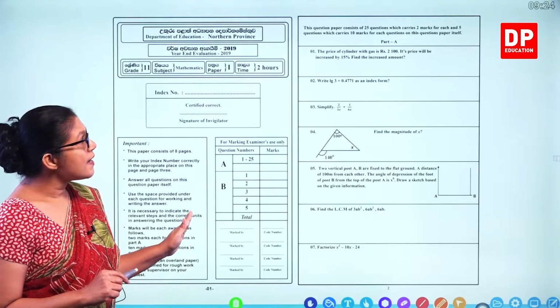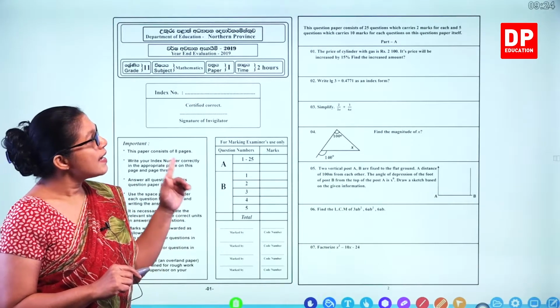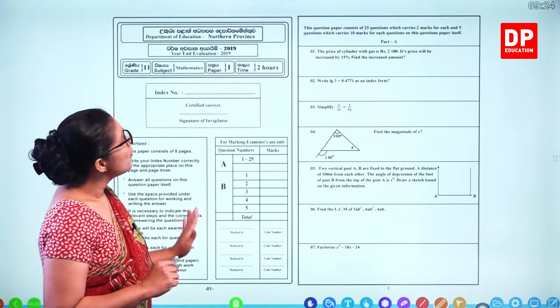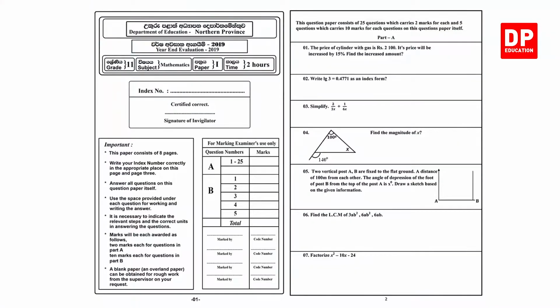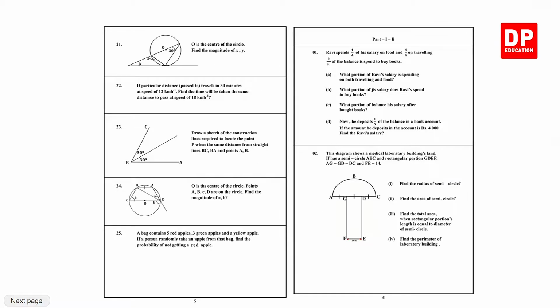So spaces are given here. Make sure that you write all your answers in the space given. So this is the paper. In part A, you get questions 1 to 7 on the first page. Questions 8 to 14 on the next page. Then you get questions 15 to 20 on the next page, and 21 to 25 on the other page.